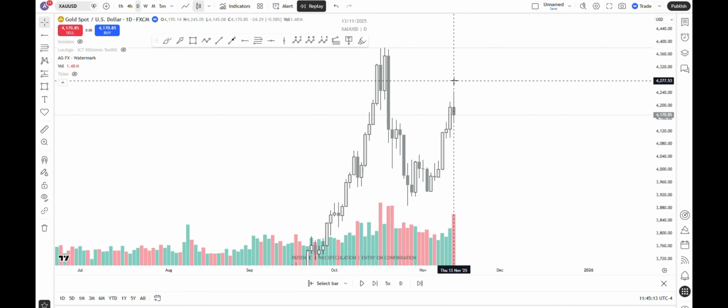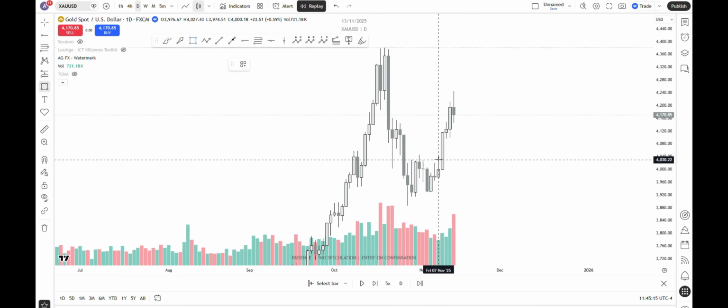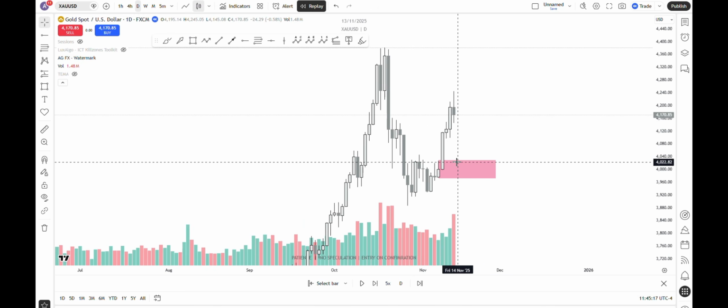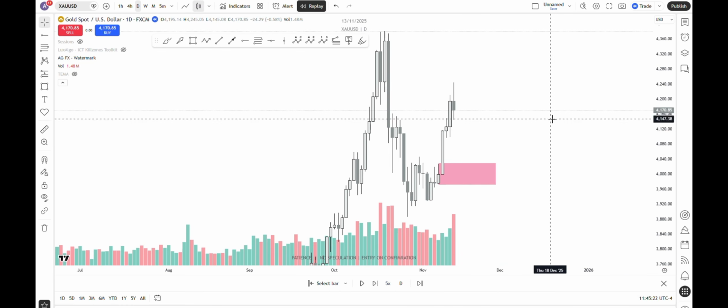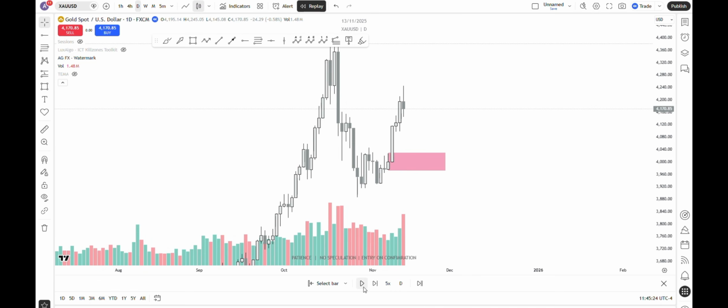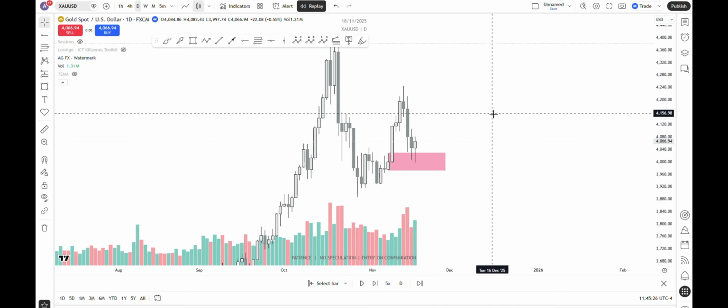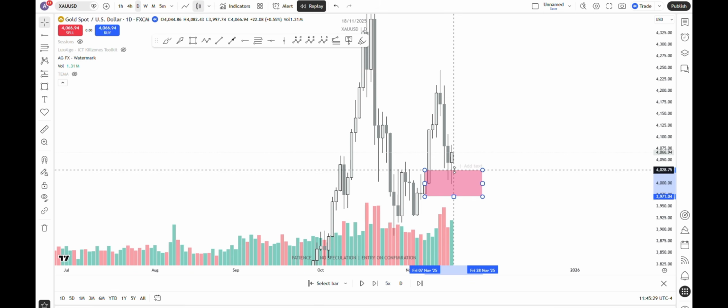Okay, so market has pushed higher once again, and market has created a POI over here, right? So now we know if market drops, tests this POI, then from here we'll be looking to buy gold. So let's see what happens. So market drops, as you can see, and market taps into our POI.